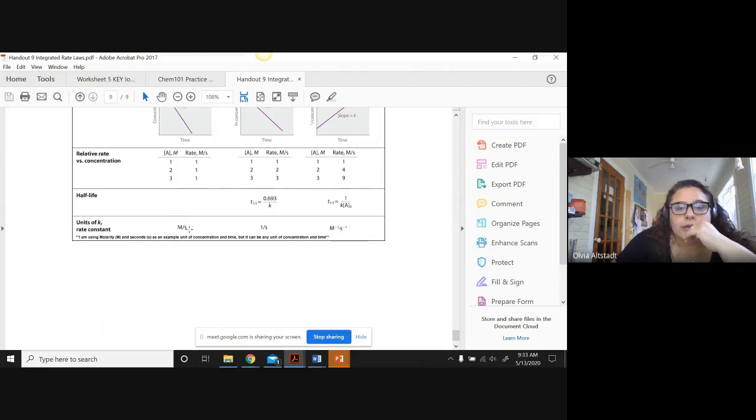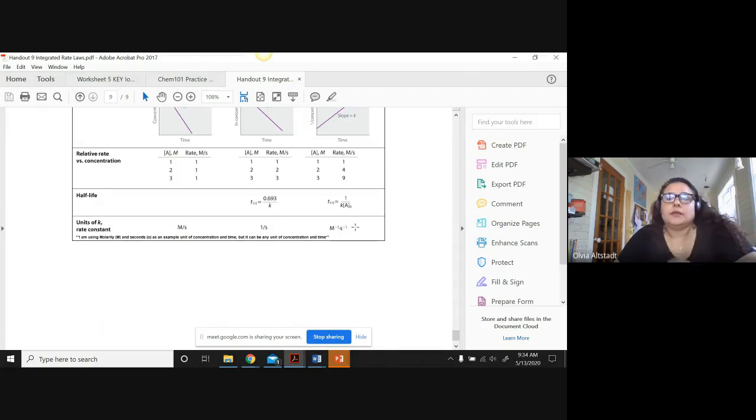Units of K are going to depend on the order of the reaction. So for a zero order reaction, you're going to have concentration versus time. For a first order reaction, you're going to have time inverse, per time. So this could be 1 over minutes. It could be 1 over hours. It's just 1 over time.